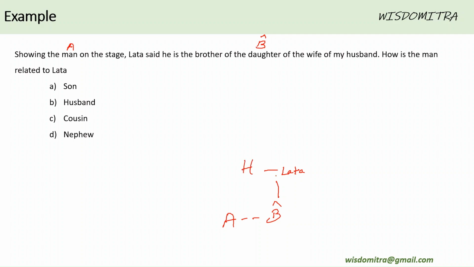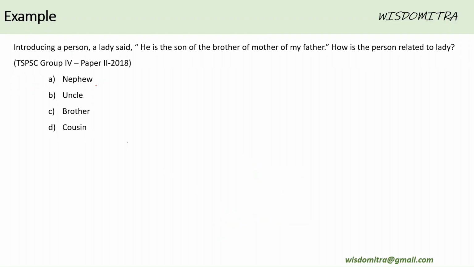So this particular person who is on stage is the brother of Lata and her husband's daughter, which means this particular boy or man is also Lata's son. So, how are they related? The man is the son of Lata. It becomes really easy if you draw this. Let us take one more question.